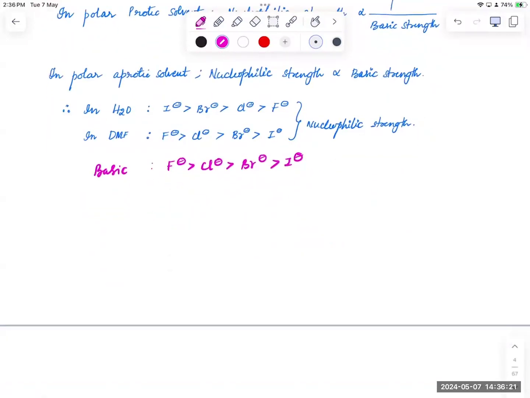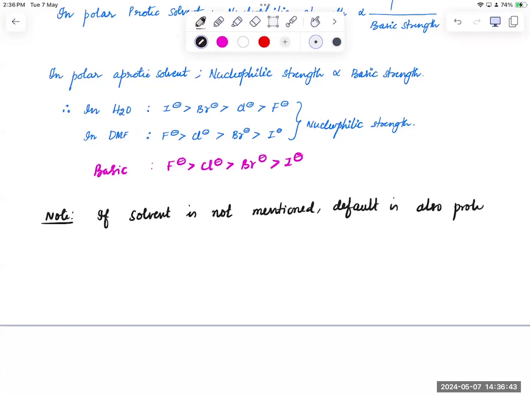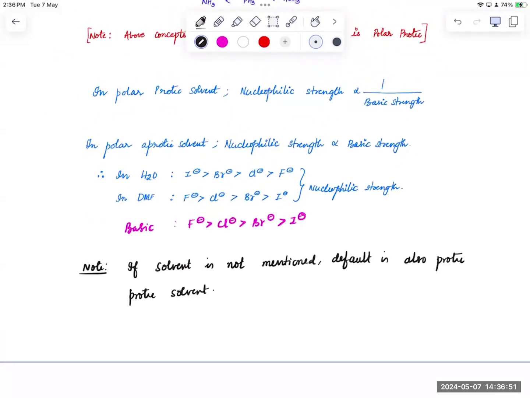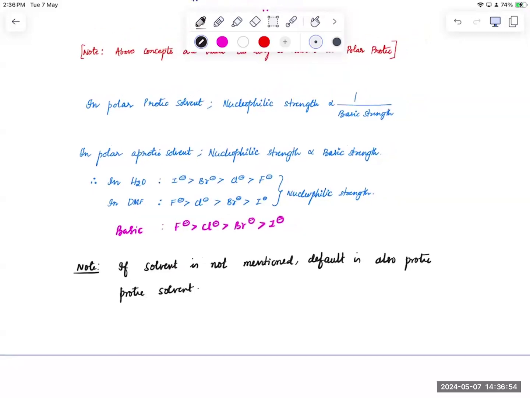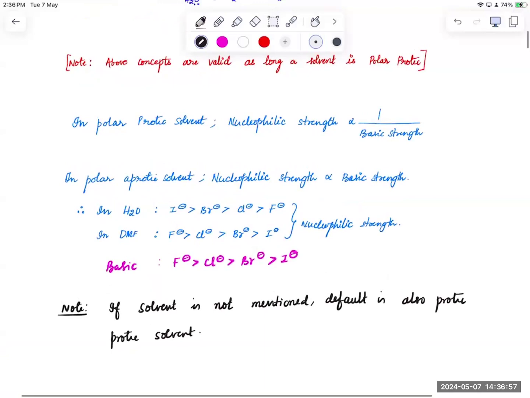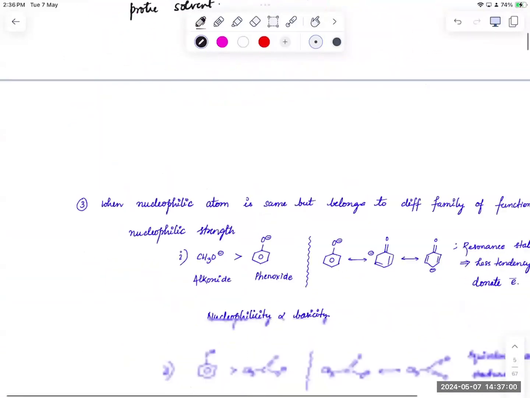Remember, the note is that if the solvent is not mentioned in the question, the default is always a polar protic solvent. So you need to think in terms of water. What if water is present? What kind of property will you assess? Here, everybody, this is about polar protic solvent and polar aprotic solvent.